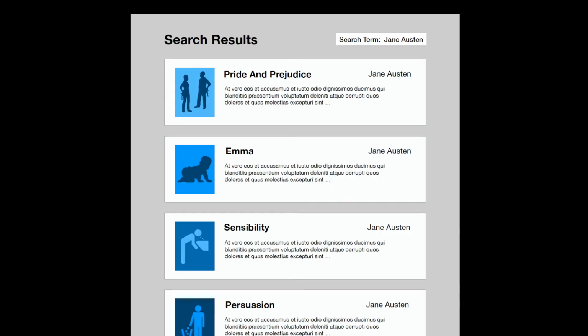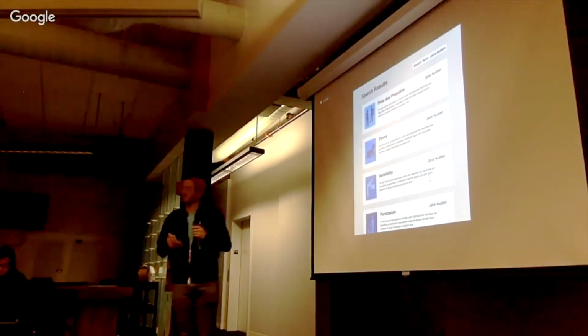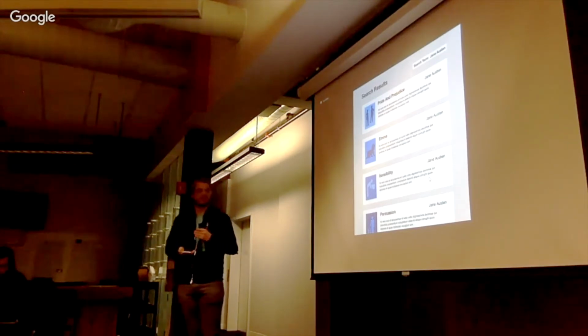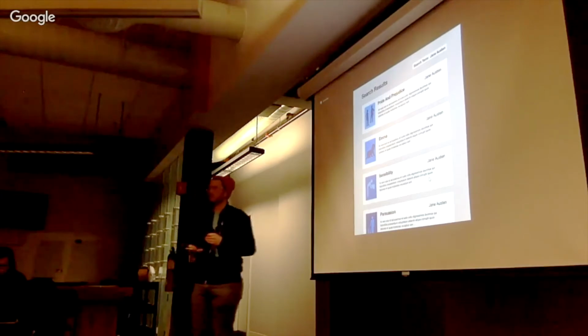So on the screen right now, I have a little mock-up of a search results page. At the top is a heading that says search results, and what looks like an input that says search term Jane Austen, and then 4 results below that of 4 different books: Pride and Prejudice, Emma, Sensibility, and Persuasion. Gotta love Jane Austen. And so this is a pretty simple page, and if you're looking at it, and you heard me say there's 4 items in there, and they're pretty repetitive, they all follow the same template, right?